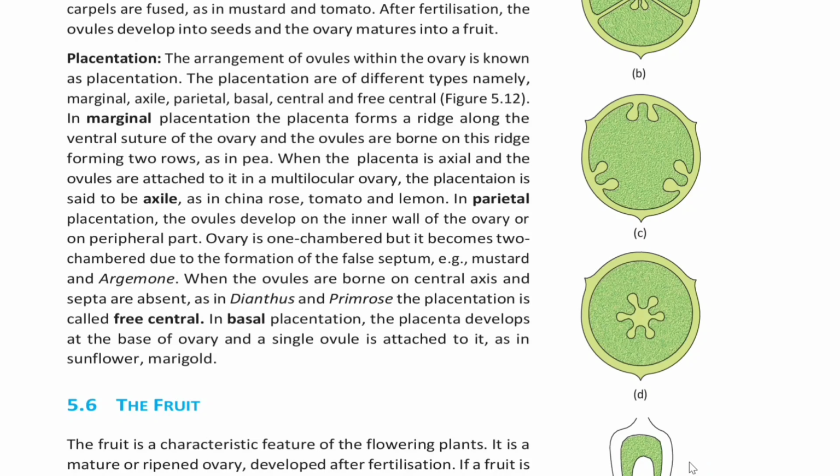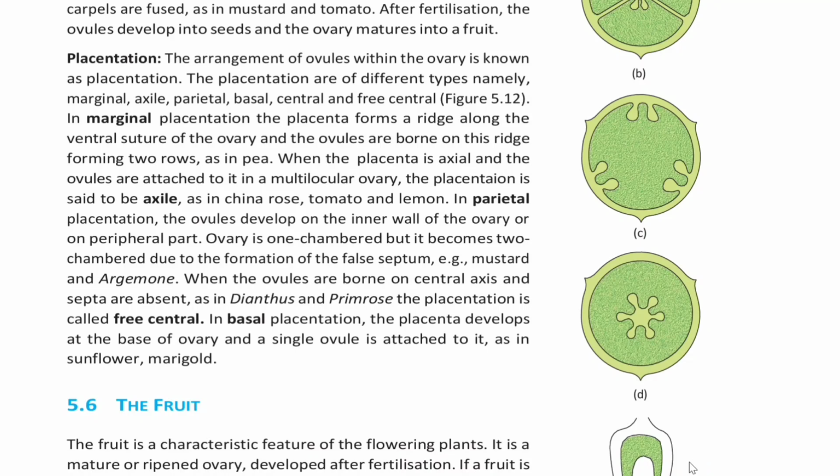In marginal placentation, the placenta forms a ridge along the ventral suture of the ovary and the ovules are borne on this ridge forming two rows as in pea. When the placenta is axial and the ovules are attached to it in a multilocular ovary, the placentation is said to be axial, as in China rose, tomato and lemon. In parietal placentation, the ovules develop on the inner wall of the ovary or on the peripheral part. Ovary is one-chambered, but it becomes two-chambered due to the formation of the false septum.